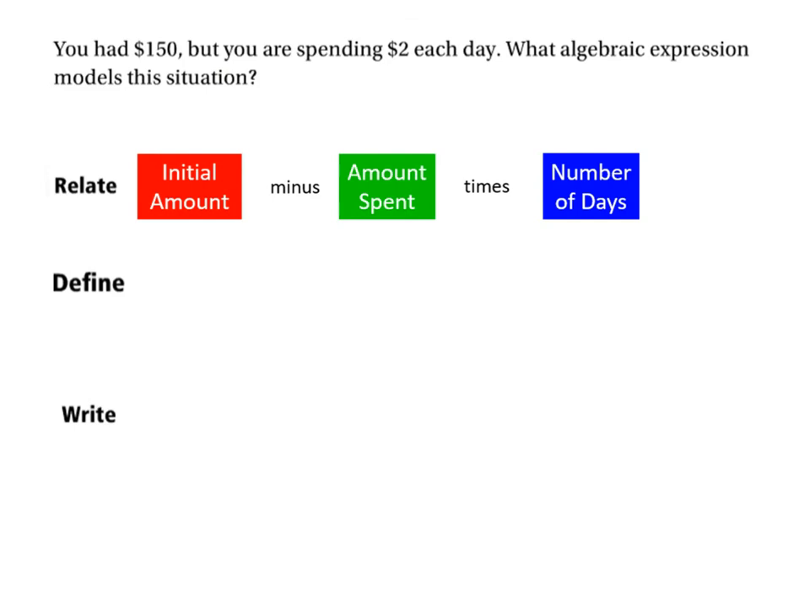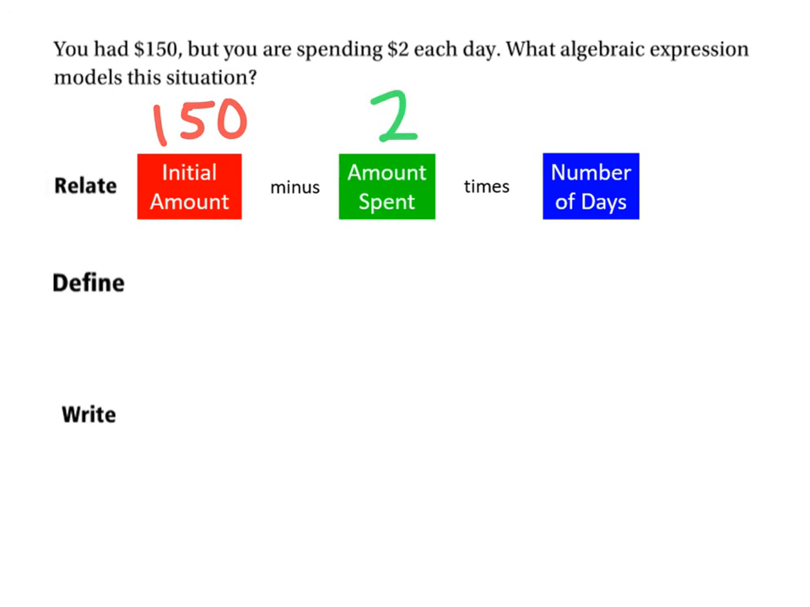The last example reads, you had $150, but you're spending $2 each day. What algebraic expression models this situation? Now, if we wanted to relate these numbers, we could say it's the initial amount minus the amount spent times the number of days. Now, in the problem, we're given that the initial amount is $150. We know that the amount spent is $2 per day, and what's unknown is the number of days.